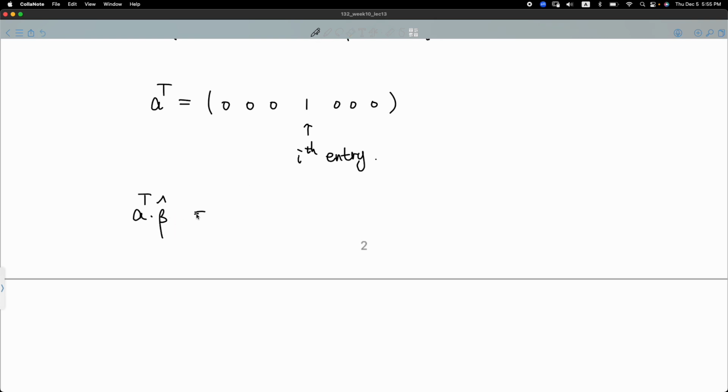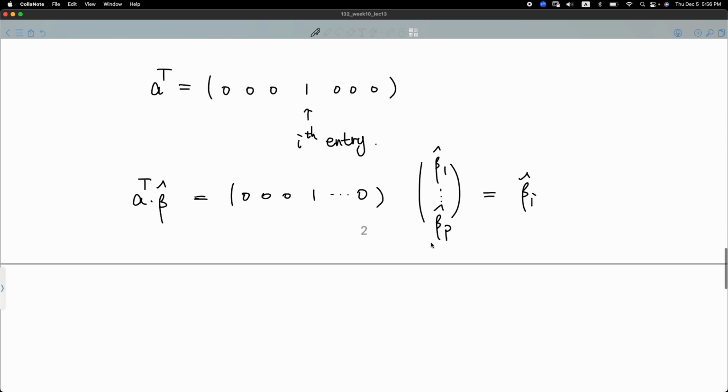we are essentially multiplying this row vector with the column vector beta. And then when you multiply these two together, you will just obtain the beta i hat, the ith entry in your p-dimension vector. Okay.